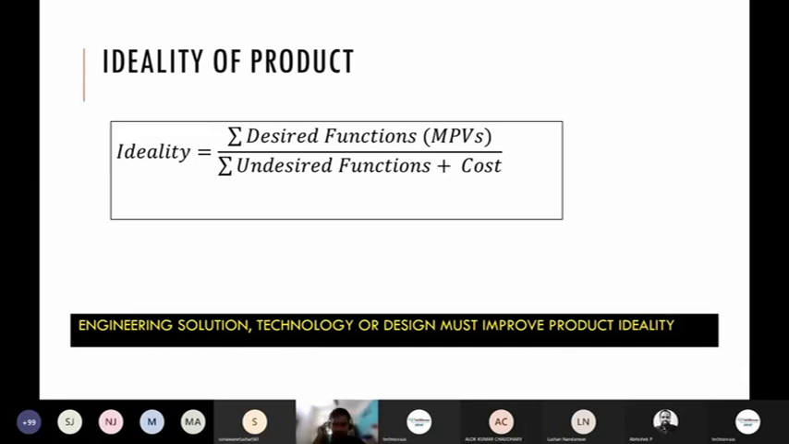There are some more concepts in the literature called weighted ideality and things like that. For example, a customer may put more weightage on aesthetics and less weightage on life. All that can be done, but I'll not go there. That is something obvious. After a point, you yourself will be able to do that, but don't worry about that secondary aspect. Now it's very simple, right? Ideality has to be improved. Then if it is so simple, why can't we improve this ideality?